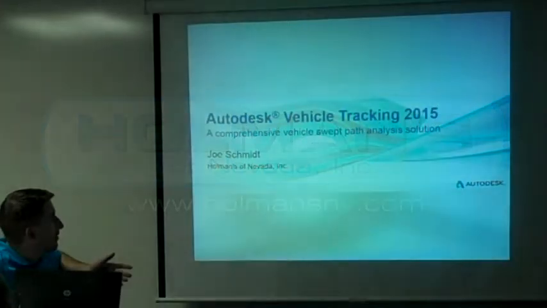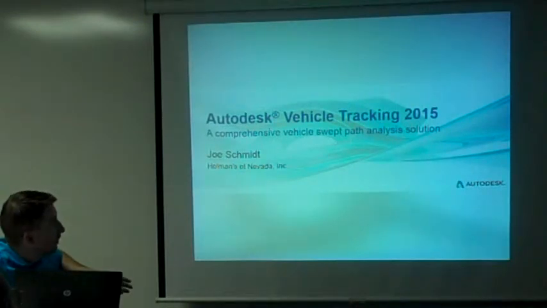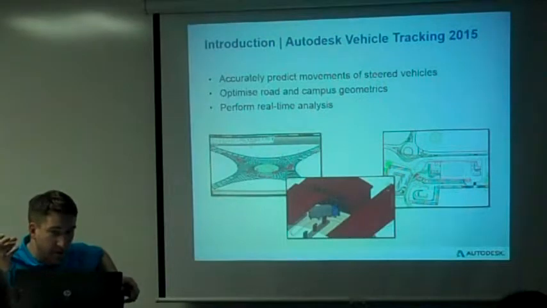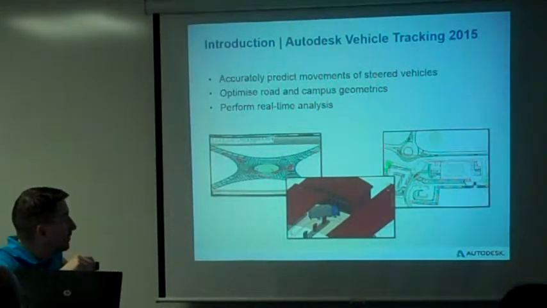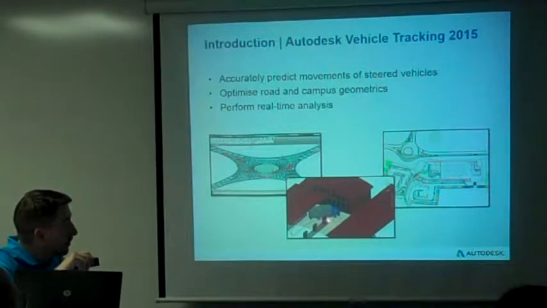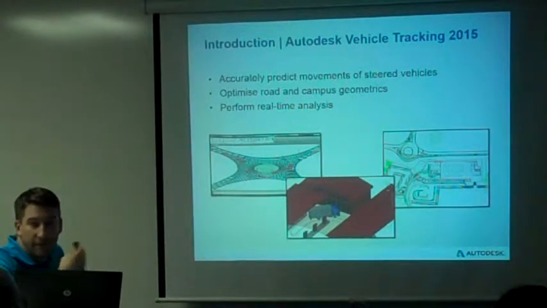All right, so the first one I thought I'd start with today is vehicle tracking. So this is all about swept path analysis. There's really three things that you're looking to do here. So you're looking to predict movement of different types of vehicles.